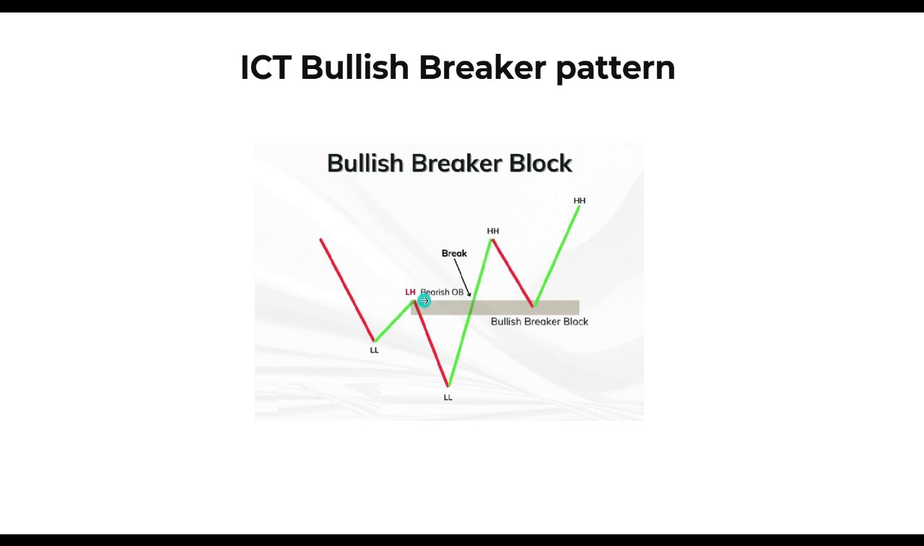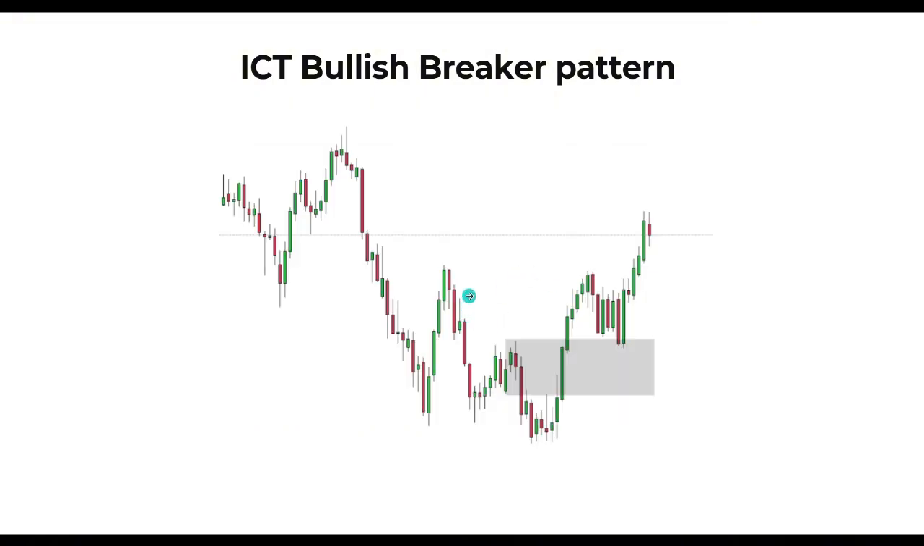And when price breaks structure and breaks above this last lower high here, this order block here, this bearish order block turns into a bullish breaker block. So as you can see, we expect price to come to that breaker block, find support, and keep pushing upwards. And this is kind of a rough example on the chart of how this plays out.